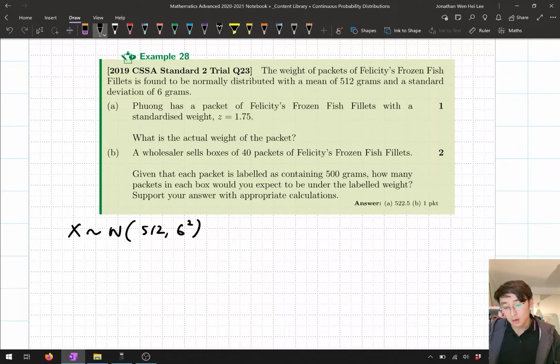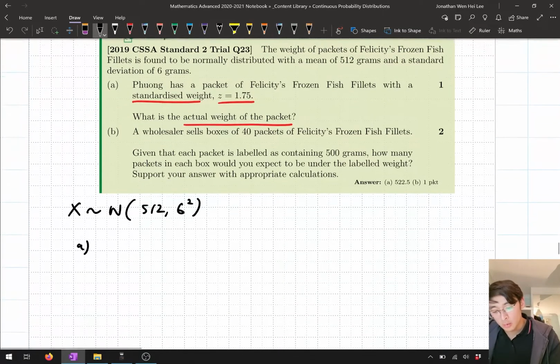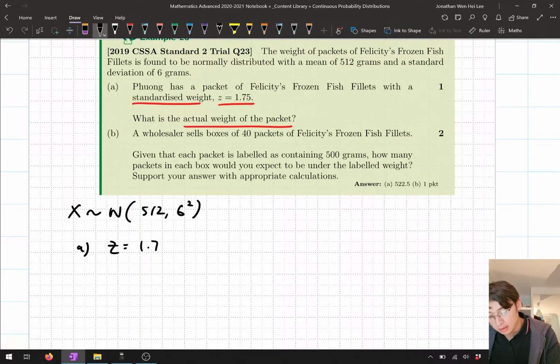Okay, part A. Fong has a packet of Felicity's frozen fish fillets with a standardized weight of Z equal to 1.75. What's the actual weight of this packet? If they tell us it's a standardized weight, that means it has a Z-score of 1.75. So if we want to find the actual weight, we're trying to find the actual value of x. We get given that the Z value is 1.75. What other information do we have from the question?